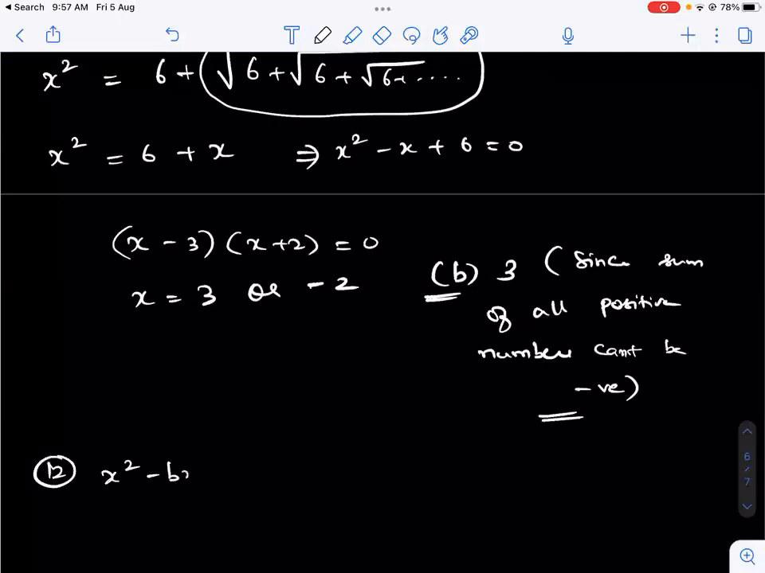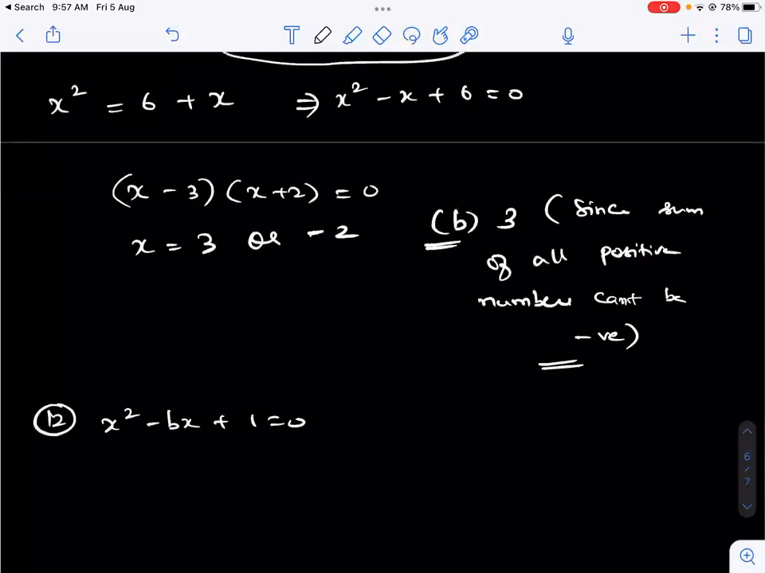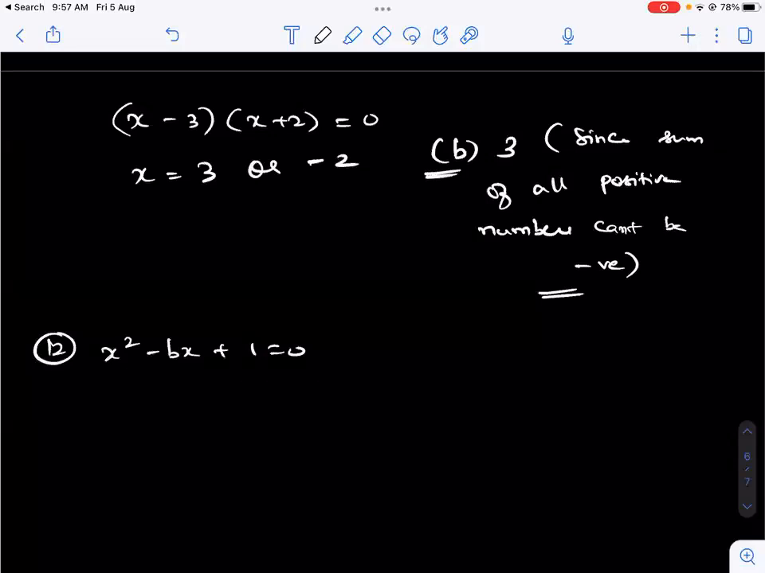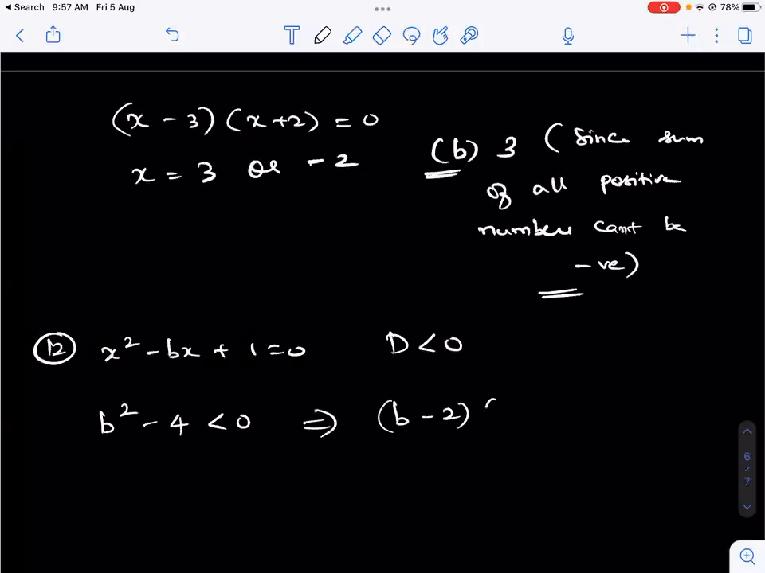So x square minus bx plus 1 is equal to 0. If it does not possess real roots, what will happen? So the discriminant is less than 0. What is the discriminant? B square minus 4 is less than 0, which implies b minus 2 into b plus 2 is less than 0.